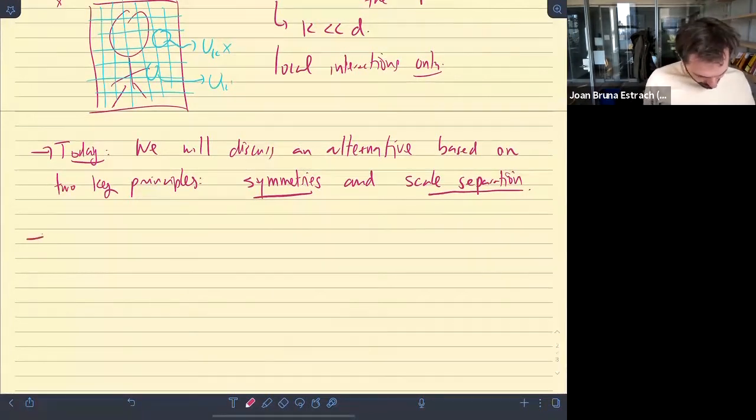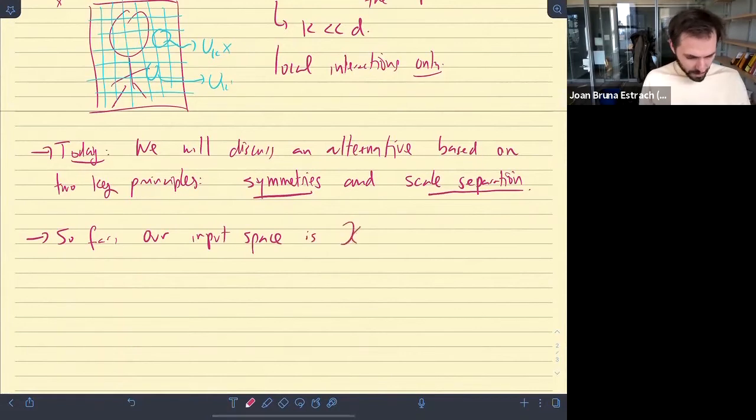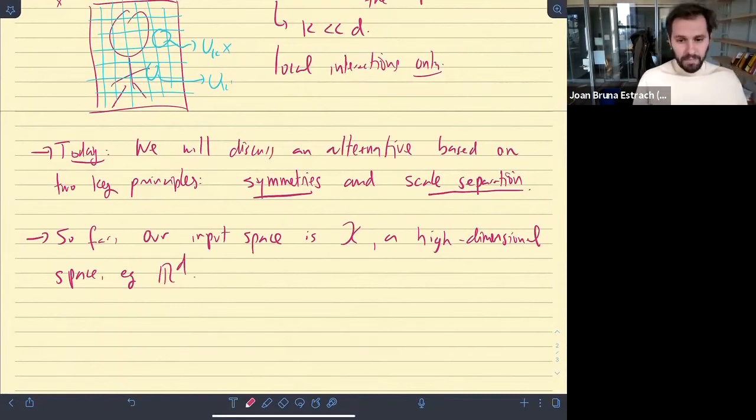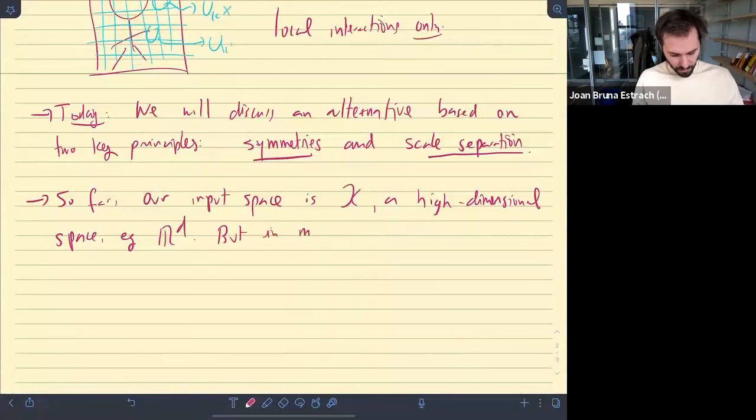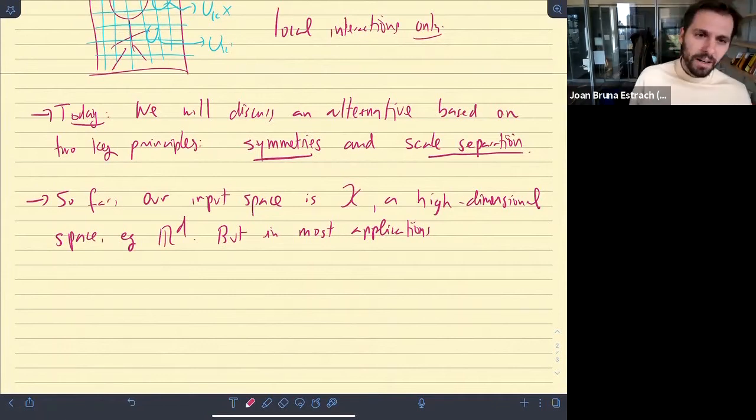So far, our input space, which we have defined, has been X, a high dimensional space, for example just R^d with d very large. But in most applications, this is an abstraction that is maybe too strong. In many applications, the input is not just a high dimensional vector, it's an image, or a slice of audio, or a protein. Of course you can model them with vectors, but there's another layer of rich structure that we are throwing away.